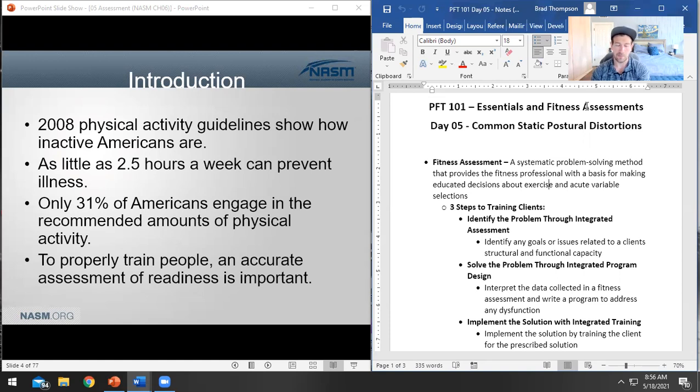However, and I'm sure you guys have seen this if you ever go to the gym, there are a lot of not so great trainers out there. And so in order to properly train people, in a way that's actually going to have those positive benefits, an accurate fitness assessment of readiness is very, very important. We do need to get a pretty good baseline of how our client actually moves in order to understand what we should do with them.